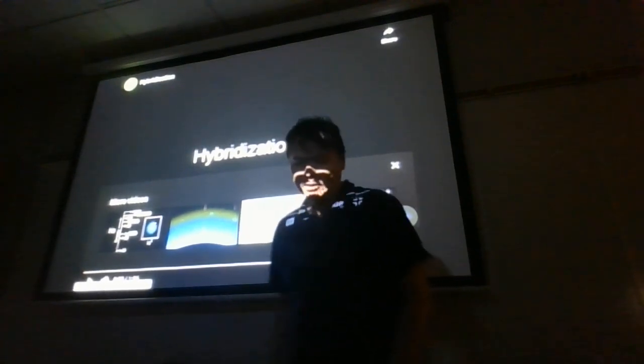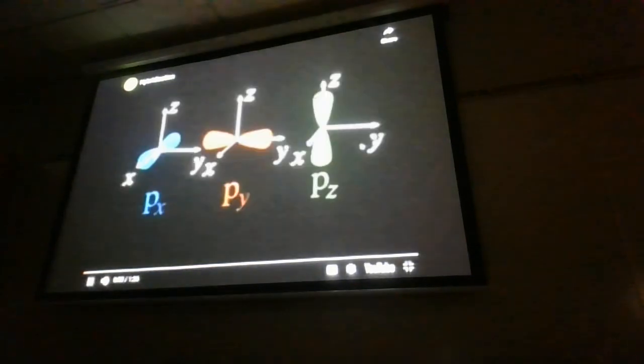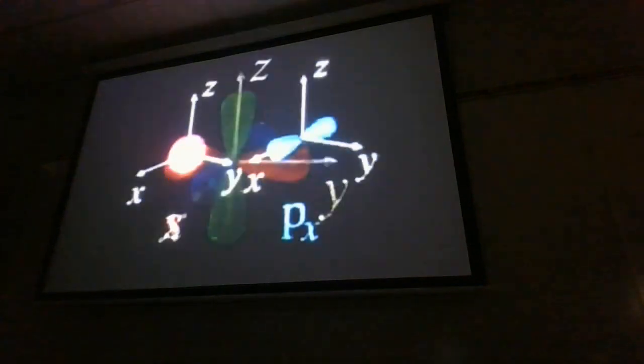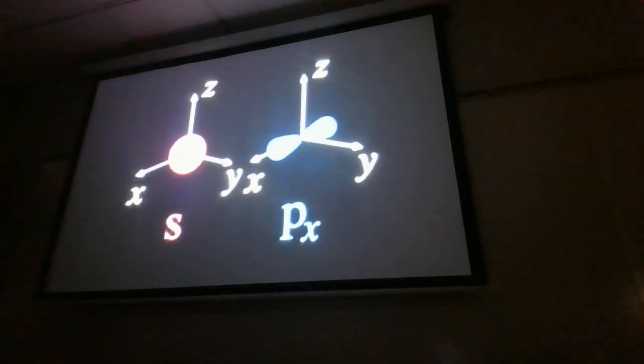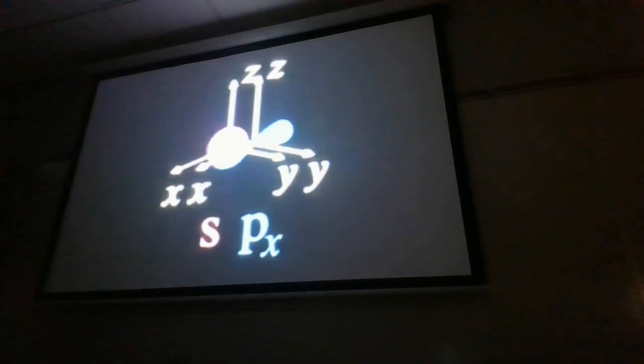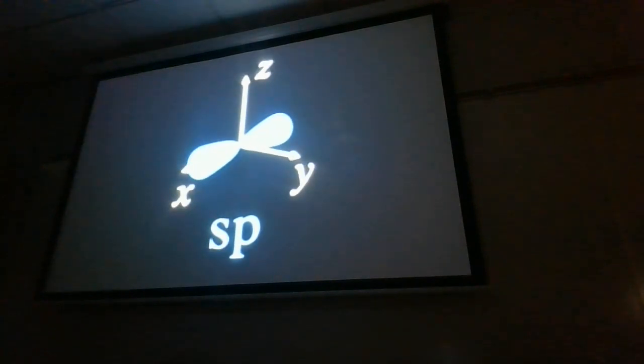And so what are the hybrid atomic orbitals? So let's take a look. Hybrid orbitals are formed by a mixing of the hydrogen-like s, p, and d orbitals that characterize a free atom. The three p orbitals are directed along the x, y, and z axes. When we mix an s and a px orbital, we produce two hybrid orbitals called sp pointed in opposite directions along the x-axis.